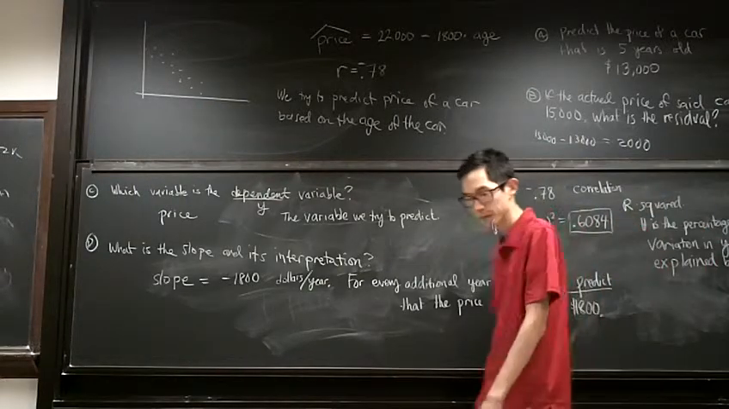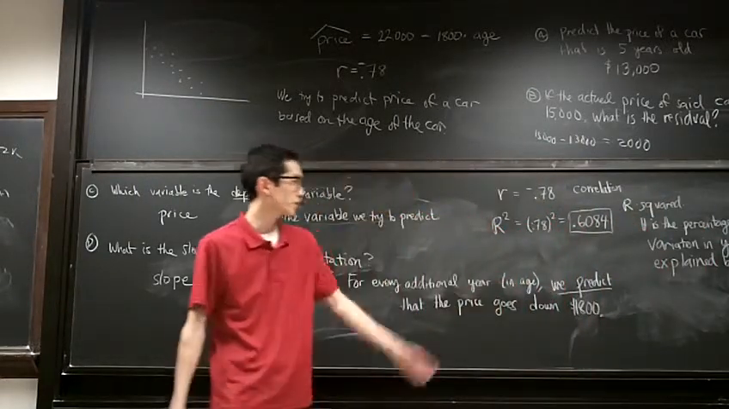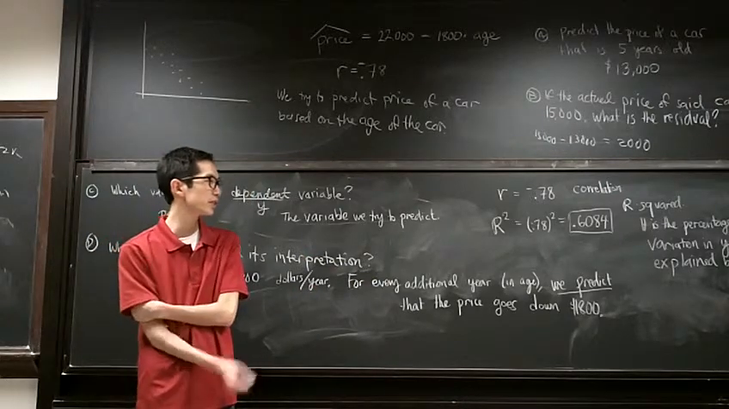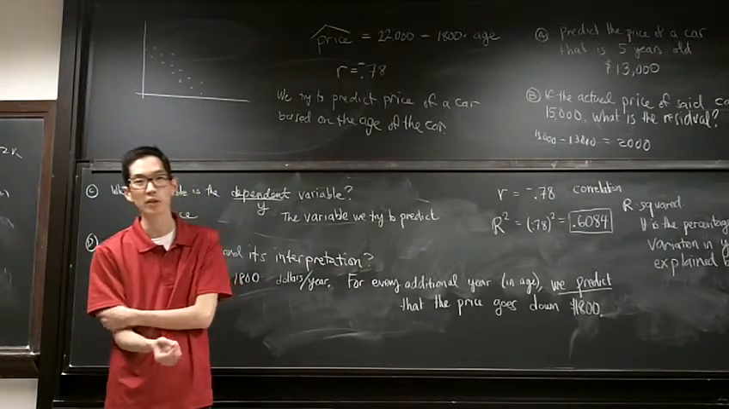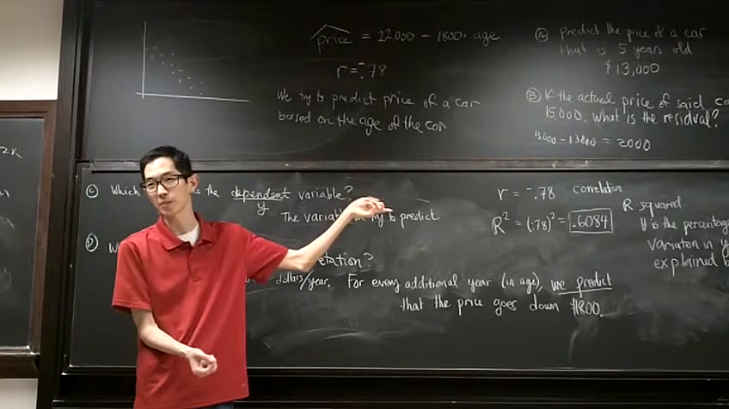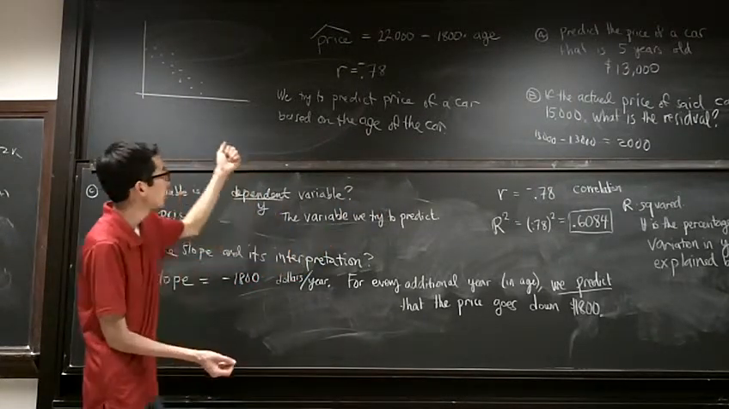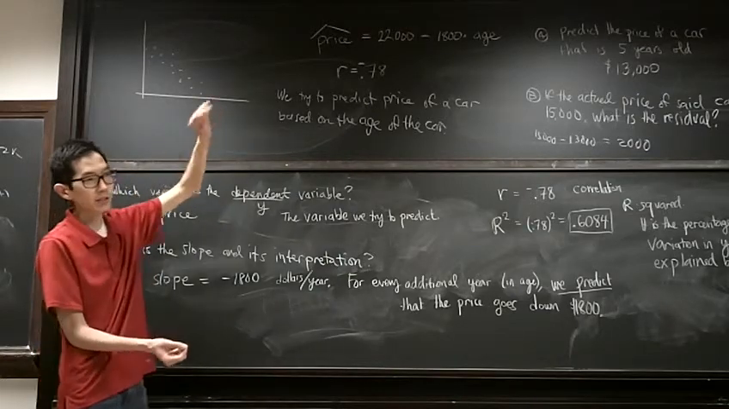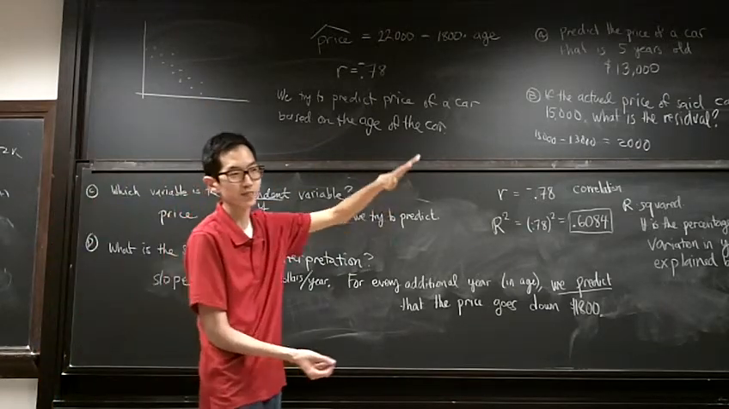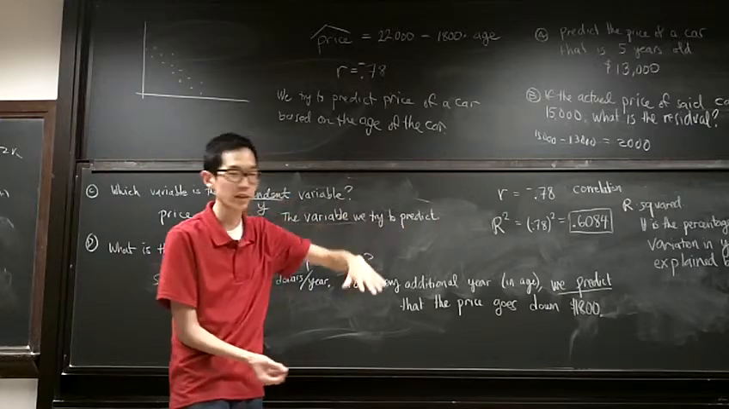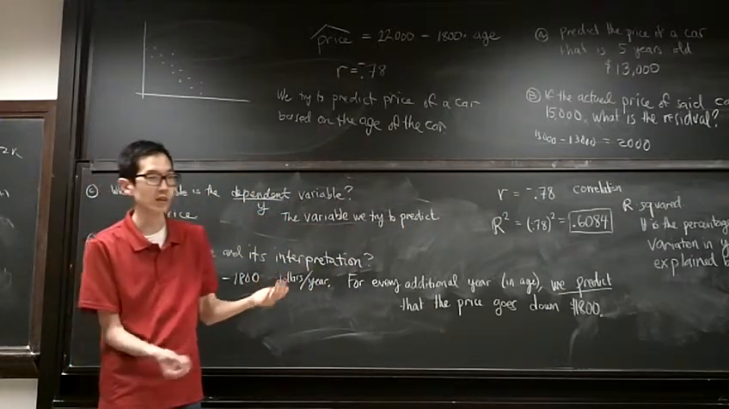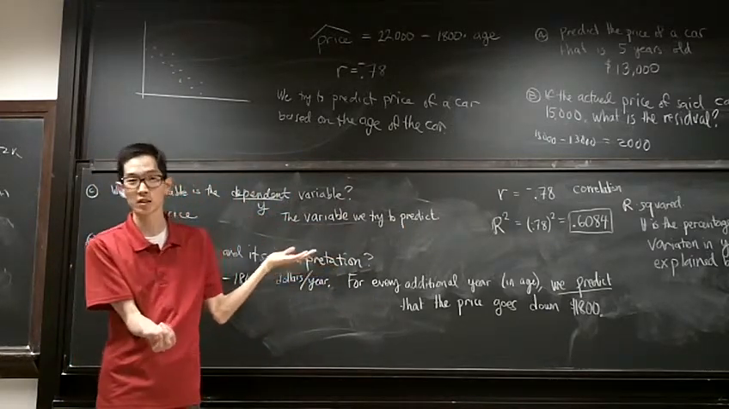That's what R squared is. So what does that mean? It's the percentage of the variation in Y that's explained by the model. What is Y in our model? The price. So if you just looked at a bunch of different cars, they have different prices. That's the variation in price.